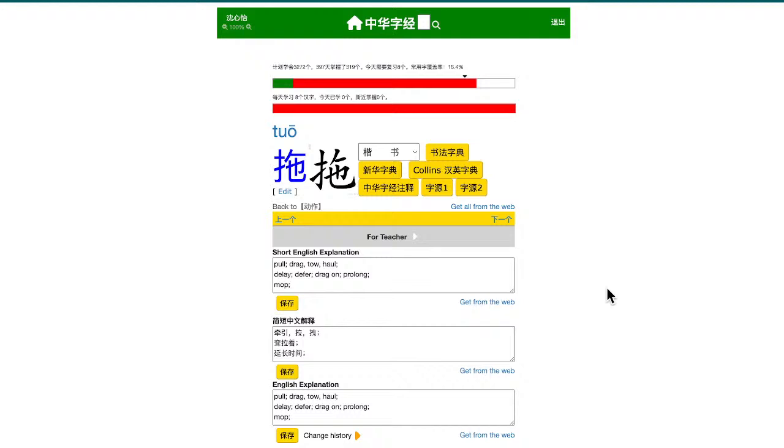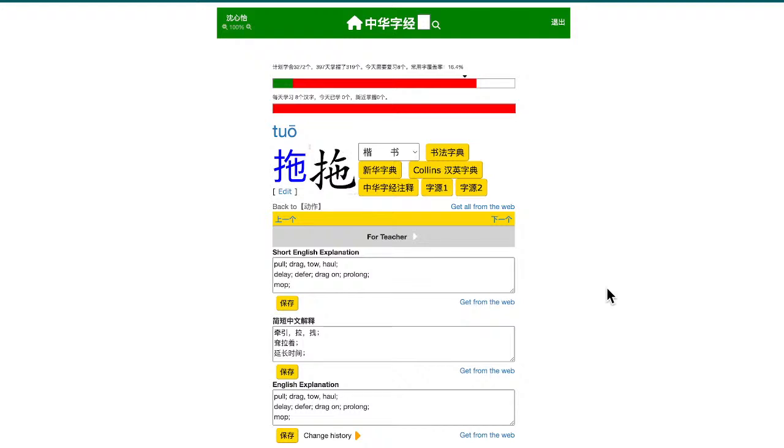Second meaning is it means delay, defer, drag on, and prolong it. So it either prolongs the process and never finishes it, or prolongs and waits to start. You just prolong it and talk, you never start it. You say you're gonna start it, but you never start it. Okay, so that kind of thing is called 拖.